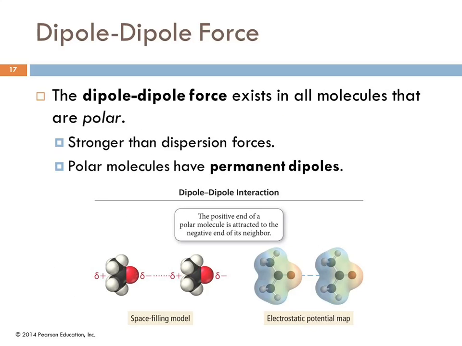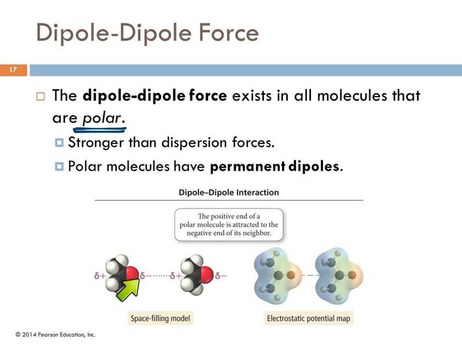The second force is called the dipole-dipole force, and this is present in all polar molecules. So the first one was present in all molecules, and this one, dipole-dipole force, in all polar molecules. Polar molecules have permanent dipoles. So here we have, what is that? That's ether, I think. Dimethyl ether. Anyway, it kind of looks like a sideways octopus or something.